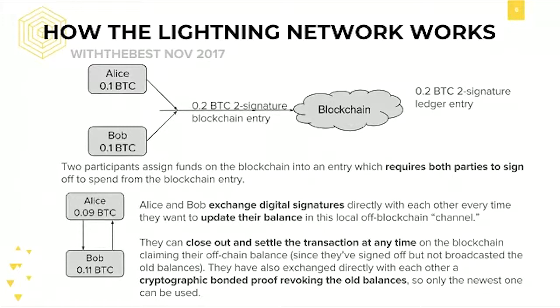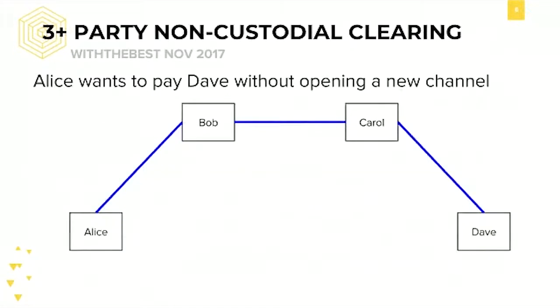And that's exactly what we're trying to solve here. It turns out that in the Lightning Network, you can actually route transactions between any number of nodes as long as there's a path from you to the destination, and you're able to exchange payments still trustlessly. So let's look at one of these examples.